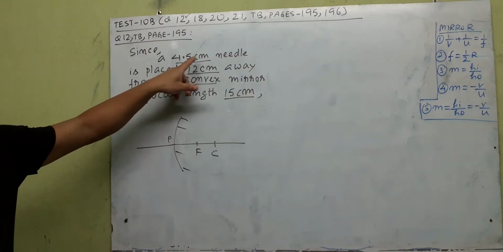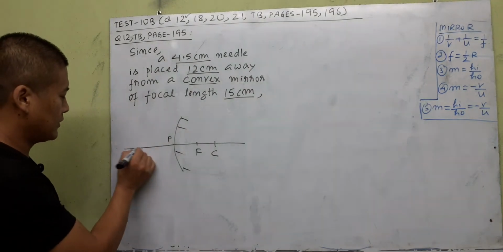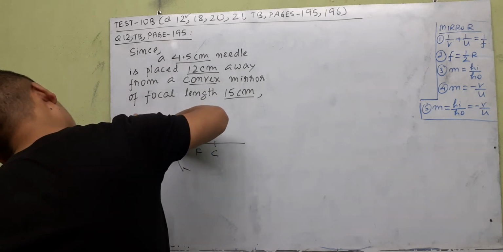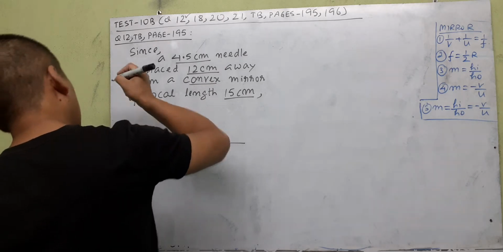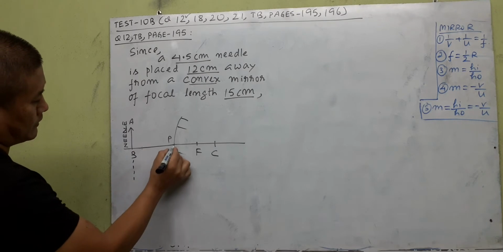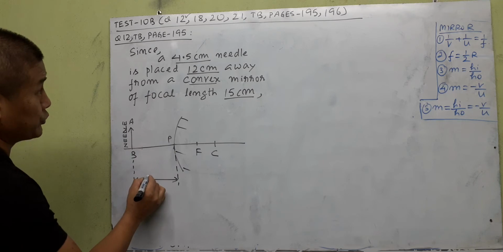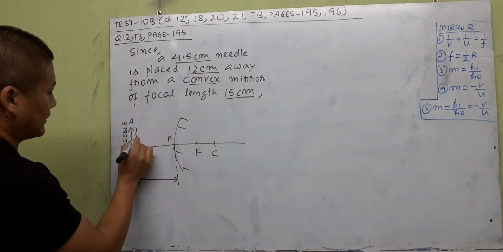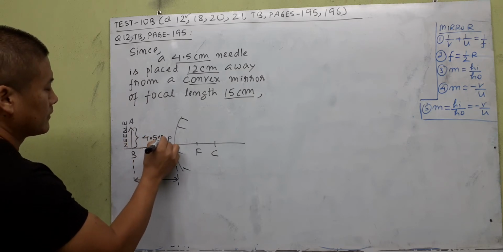Now the object is always placed above the principal axis. We learned that in our sign convention. So let us imagine an object here, a needle. So the needle here is the object. Then top of the needle, bottom of the needle. The distance of the needle from P is called the object distance U, which is here. But before that, here the needle is actually 4.5 centimeter tall.